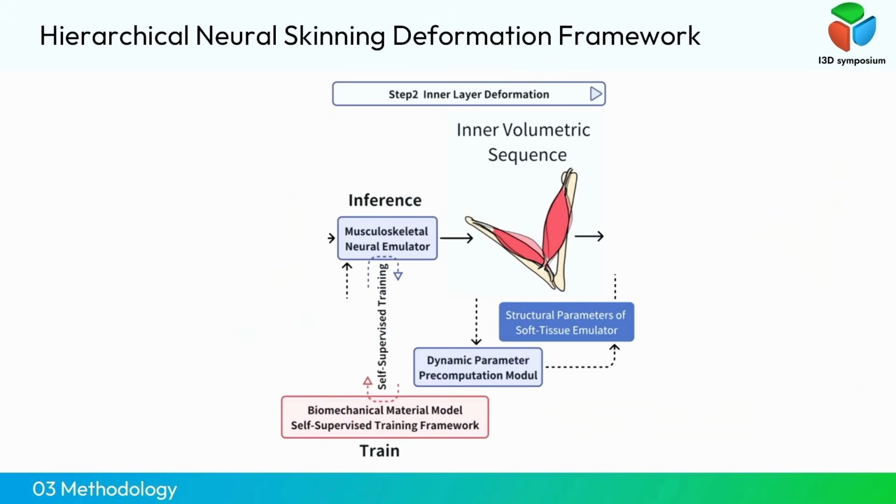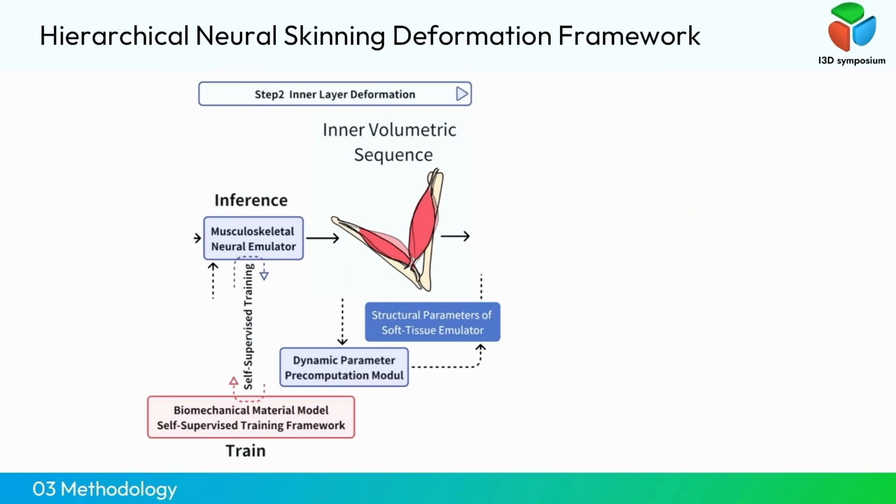Step 2. Inner layer deformation. The musculoskeletal neural emulator, based on a biomaterial model, captures the bulging, contraction, and dynamic responses of skeletal muscles, achieving self-supervised learning through a loss function derived from physical principles.